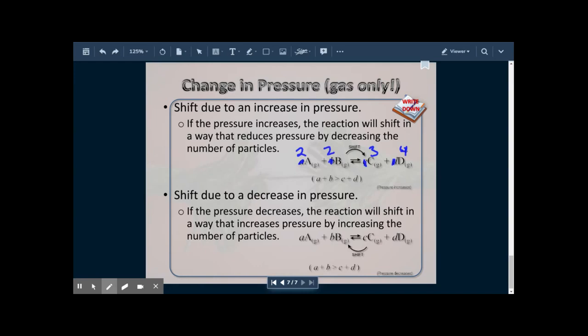If you were to add up the amount of molecules on the reactant side, how many molecules total are there? 2 plus 2, we have 4 moles of the gas on this side. How many on this side? 3 plus 4 is 7 moles.